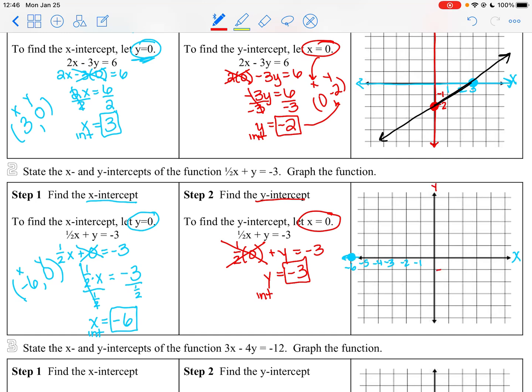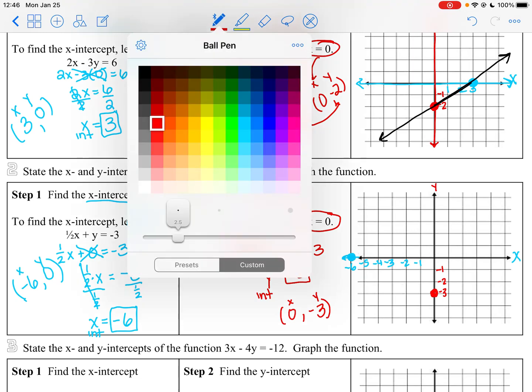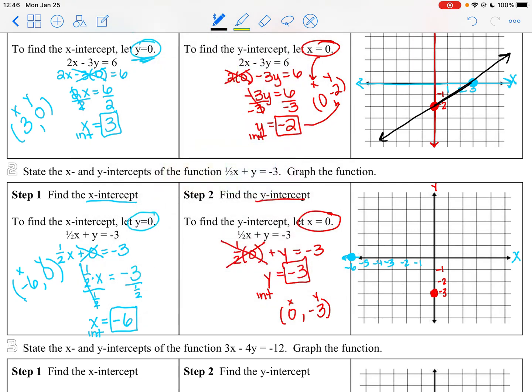So on the y-axis, I'm going to go to -3 and put a dot. And now I have 2 points, and I can draw the line through it. So this point that I just put on the y-axis, it stayed in the middle. So the ordered pair would be 0, -3. The x value is 0. The y value is -3. So with those 2 points, the last thing I need to do is just draw the line through it. So I draw the line as straight as I can through those 2 points that I've graphed.